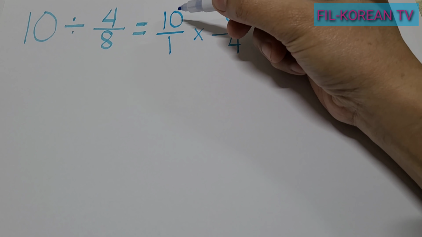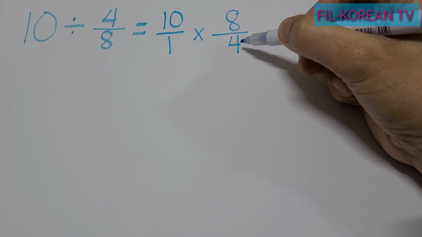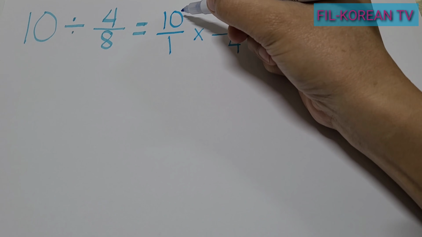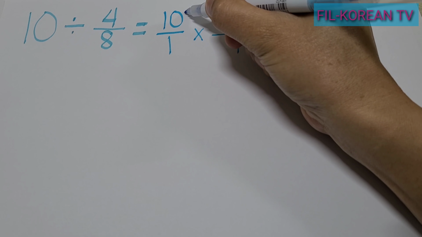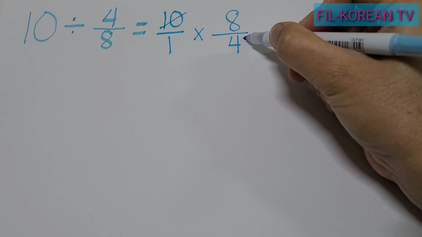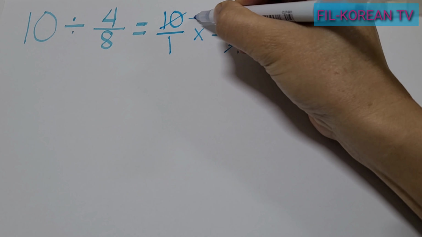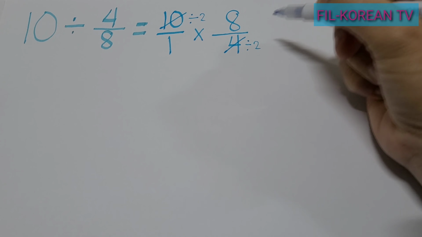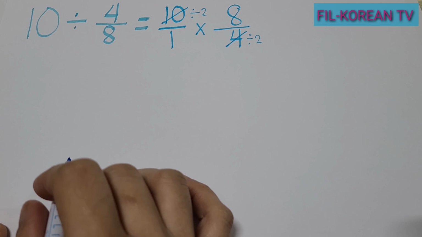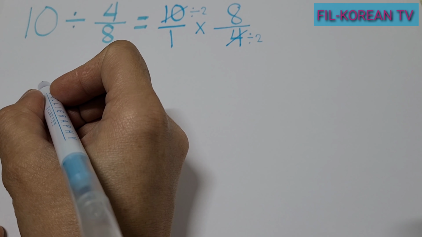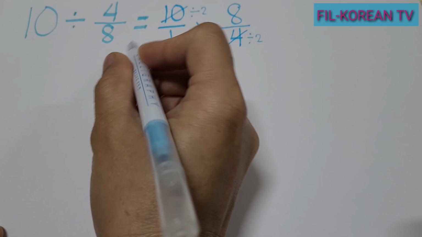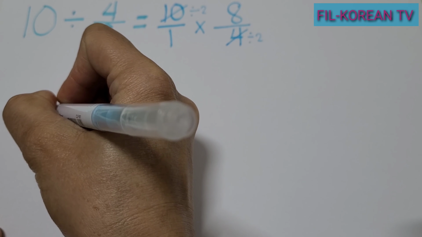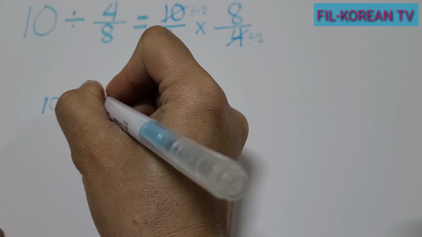Ang GCF ng 10 at saka 4 ay 2. Ayan. So, ika-cancel natin ito at i-divide sa 2. Yan ang GCF nila. Ganito yung pagkuha ng GCF. So, yung kukuha na natin ng GCF, yung 10 at saka 4.